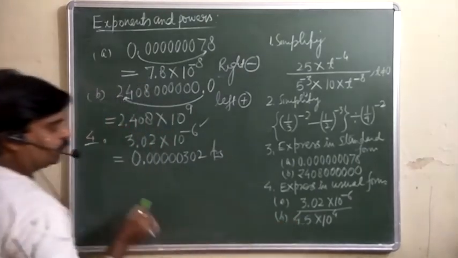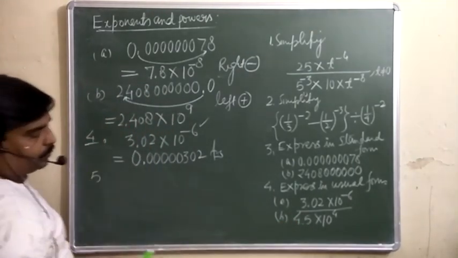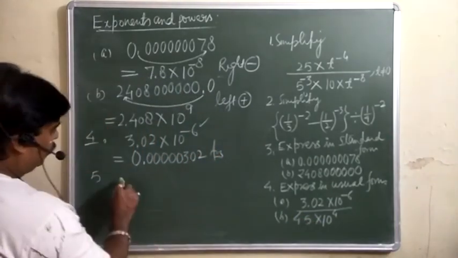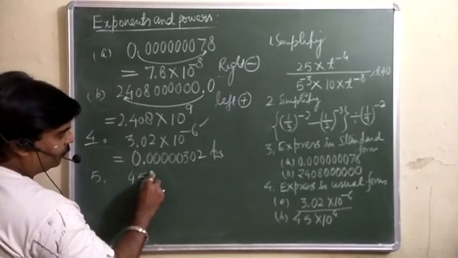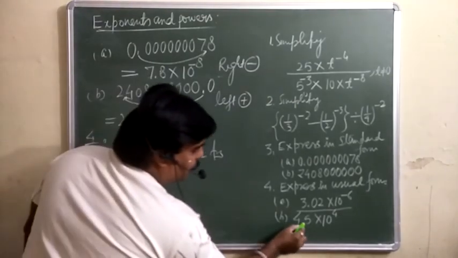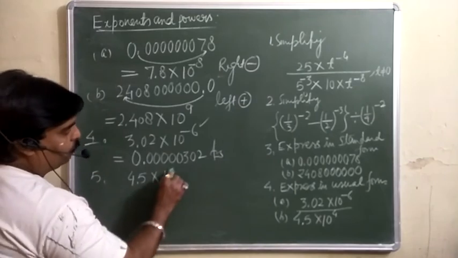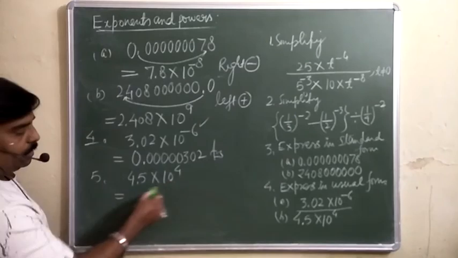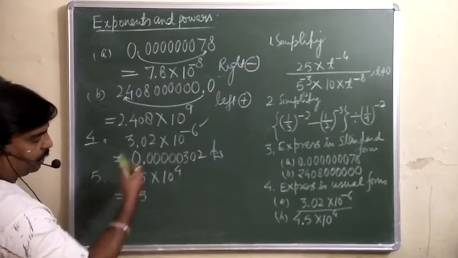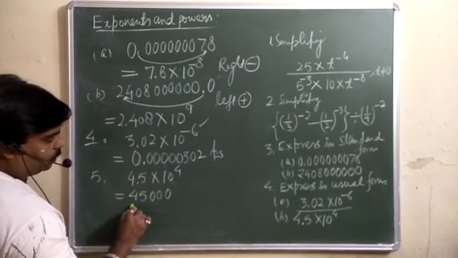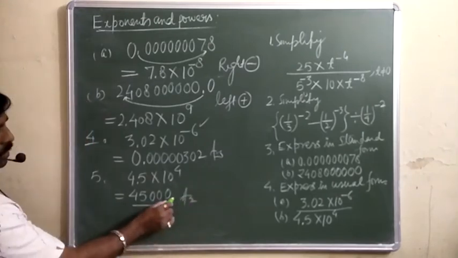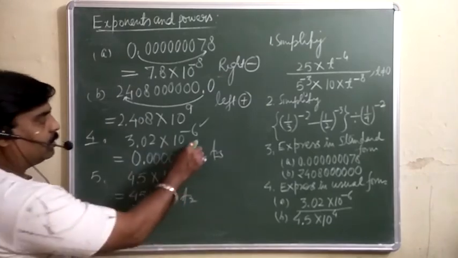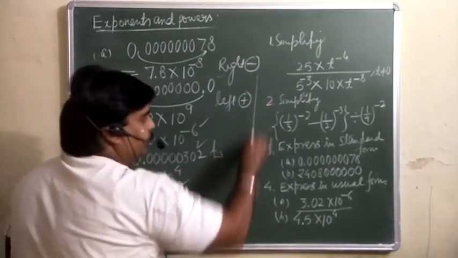Now look at this, this is your 5. This is given: 4.5 into 10 raised to power 4. You want to write it in the usual form. So how many digits will the decimal point move? 4 digits, on the right side. After making 4 digits, how many zeros are needed? 1 2 3. So this is your usual form. It means the decimal point is here. When you bring it to the left, it is plus, and when you take it to the right, it is minus. So these are the usual forms. Have a look.